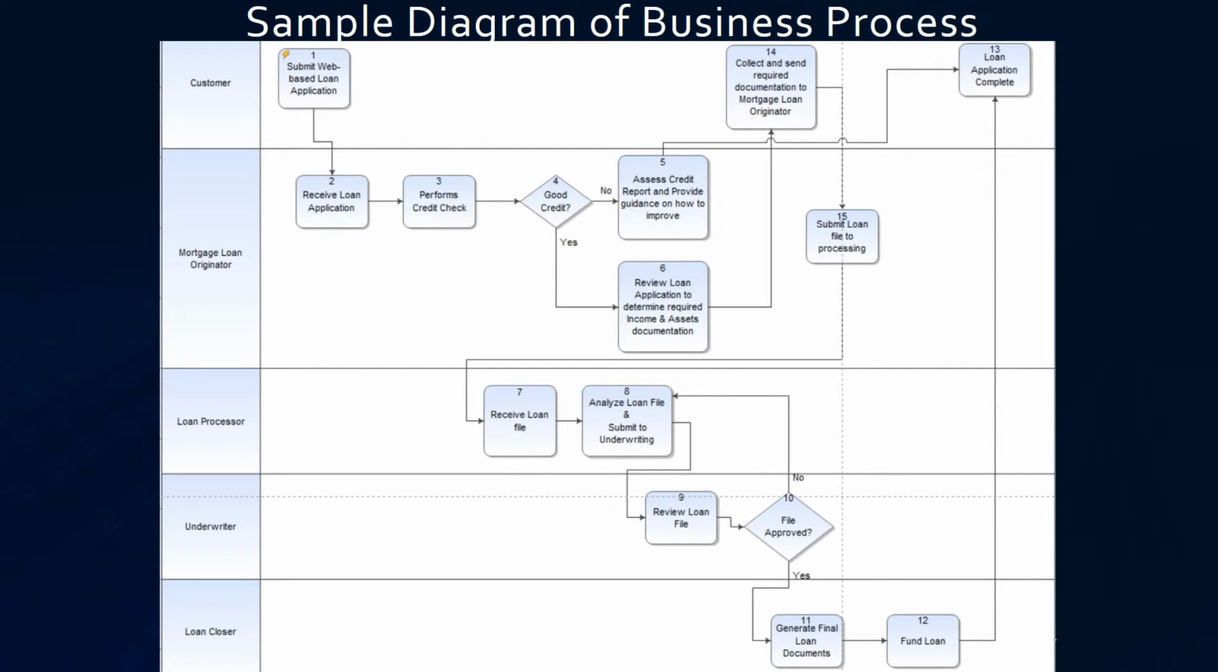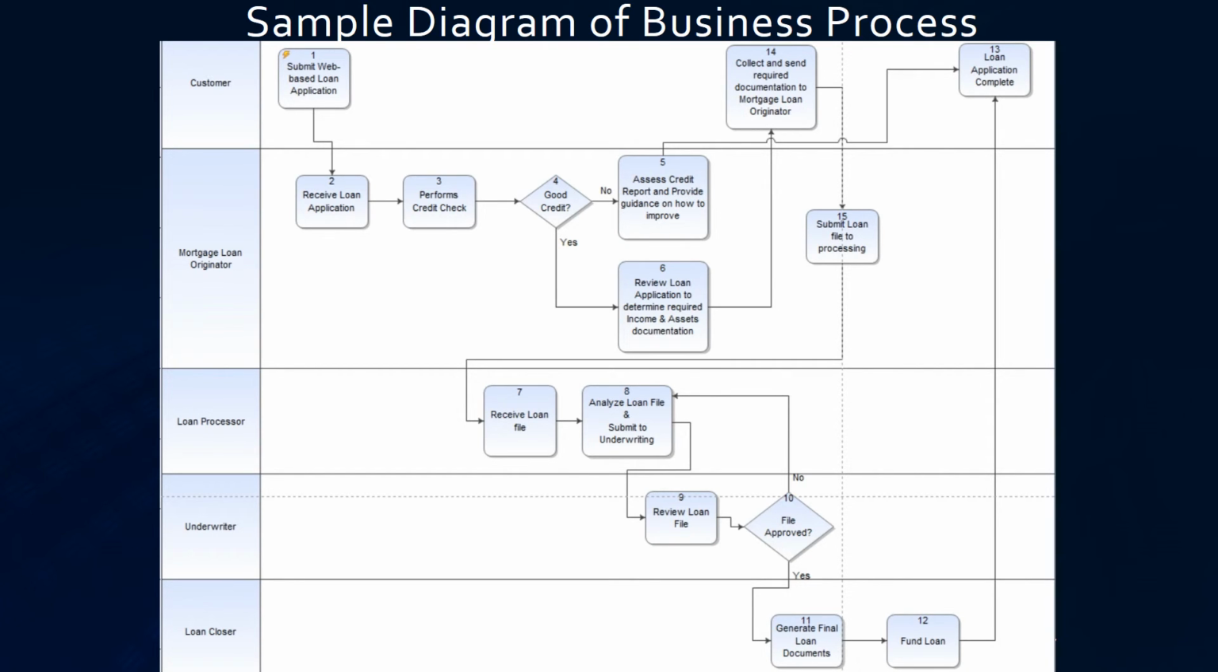If the credit is determined to be good for the loan applicant, then they review the loan and determine what income and asset documentation is required. They then submit that request to the customer, who provides that documentation and submits it back to the loan originator. It then flows down to the loan processor, and in that swim lane you'll see that they analyze the loan file and submit to the underwriter.